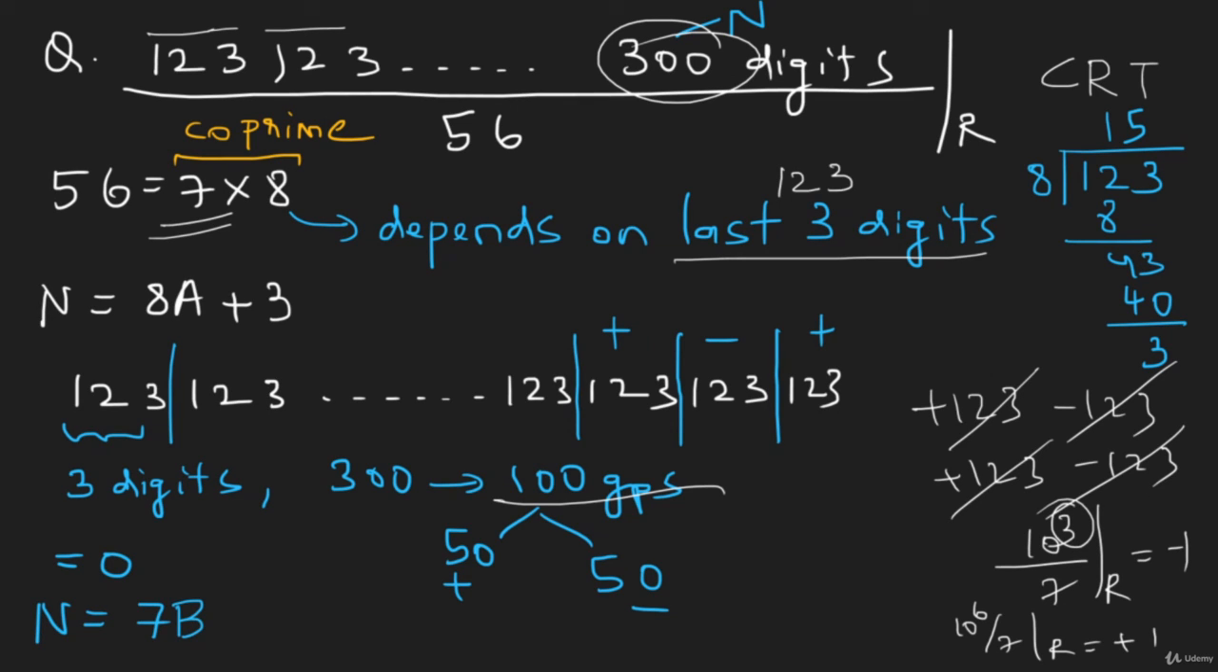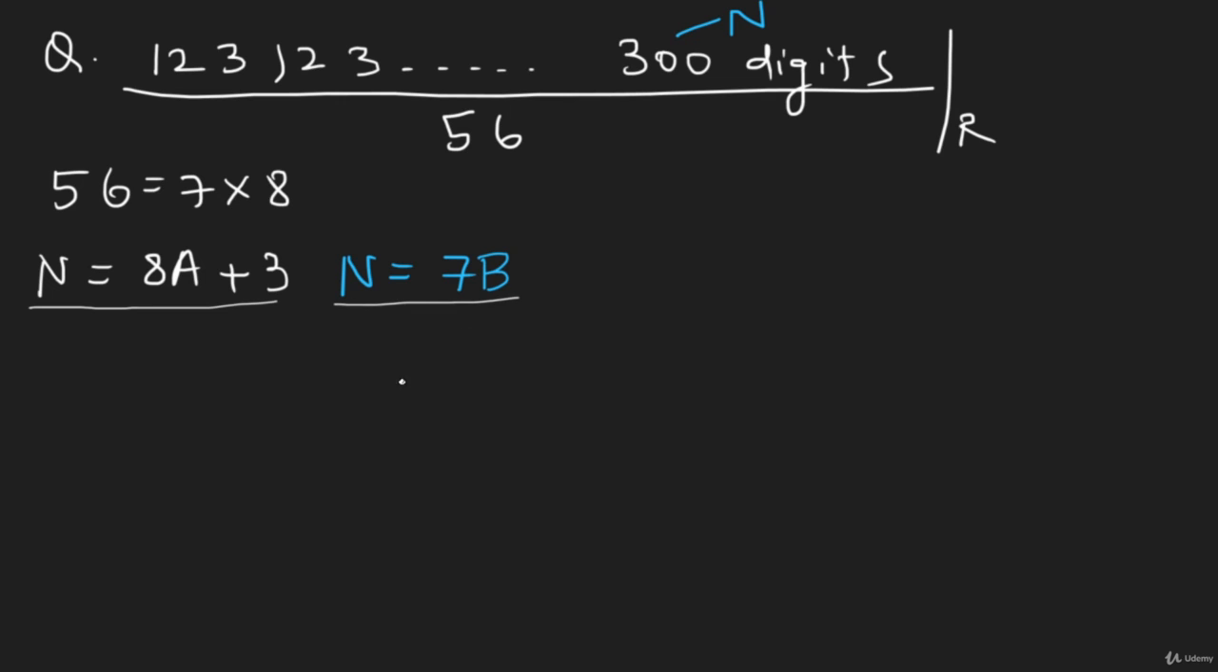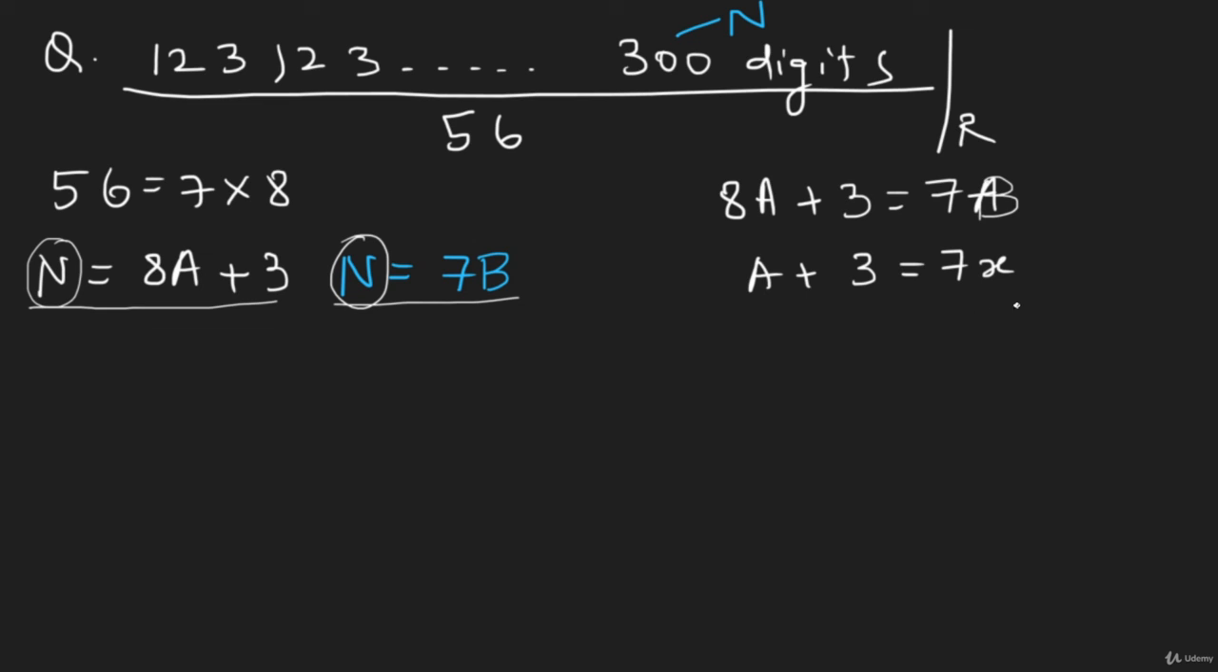All right, having established this, let's summarize. We have found that n is equal to 8a plus 3 and n is equal to 7b. Now over here both are n, so I can equate these. So 8a plus 3 is equal to 7b, right? All right, now 8a can be written as 7a plus a. So let me take 7a to the right hand side and I'm left with a plus 3 on the left hand side, and over here let me write it as 7x. So x is b minus a, right? I don't need to write exactly this. I'm just writing it as x over here.